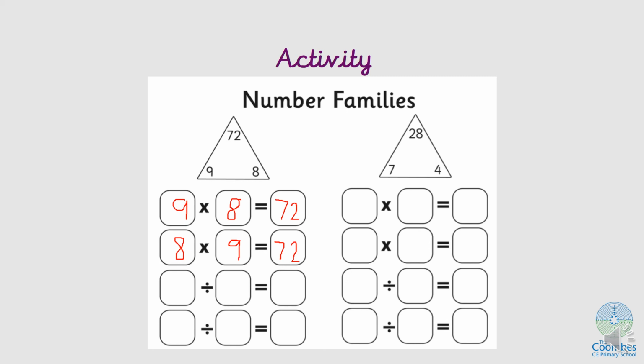For our division sentences, we know the biggest number must come first, so we can put 72 at the beginning of both of those and use the other numbers. So I'm going to do 72 divided by 9 equals 8, and 72 divided by 8 equals 9.